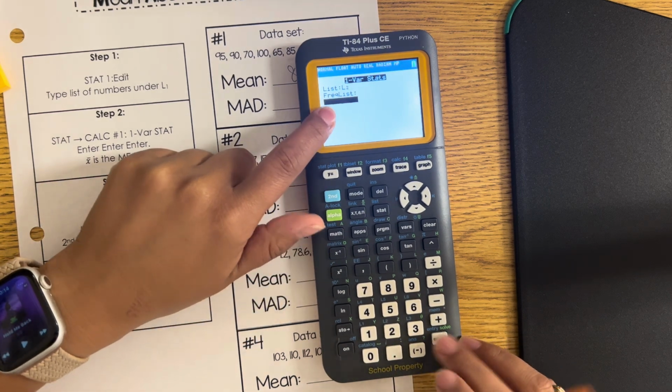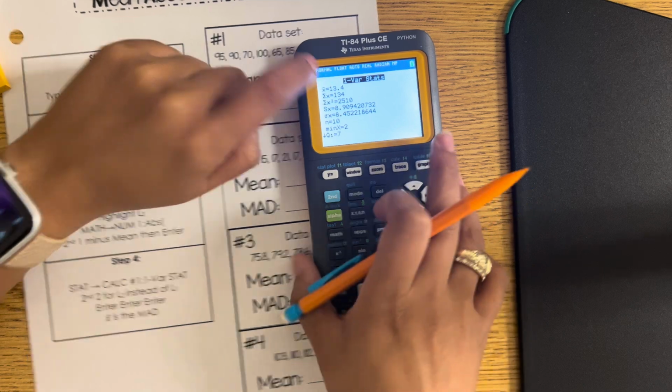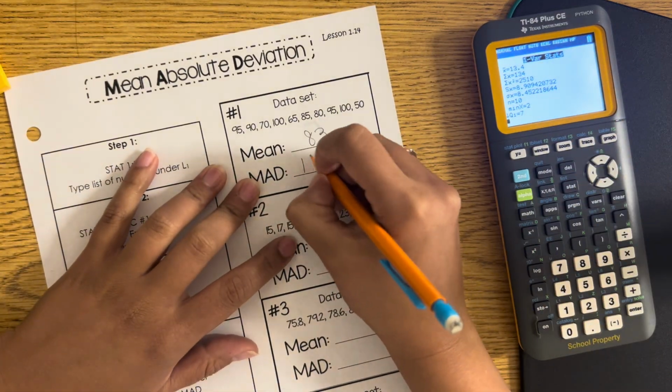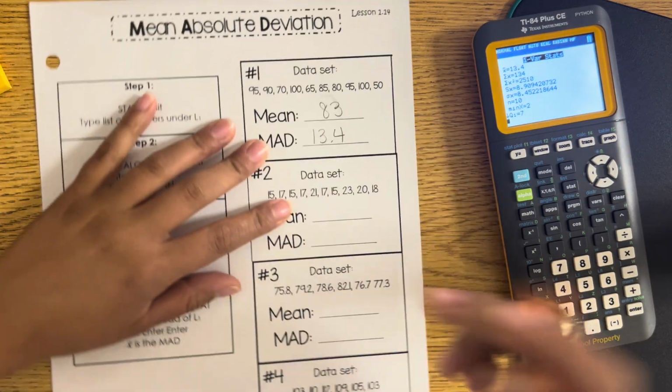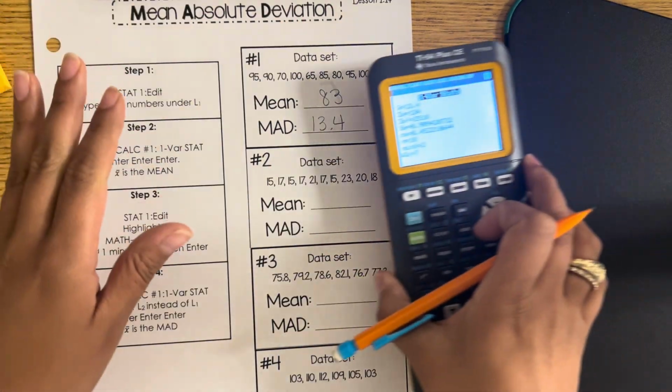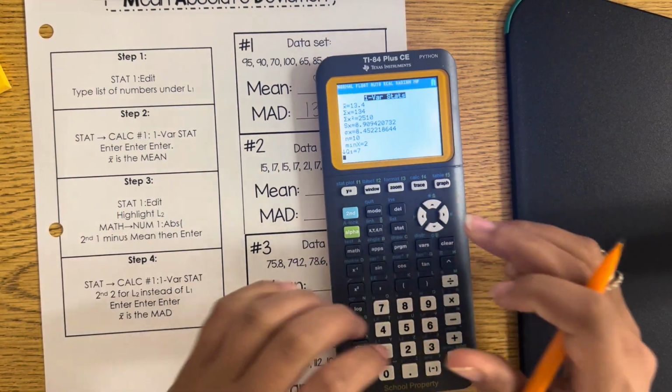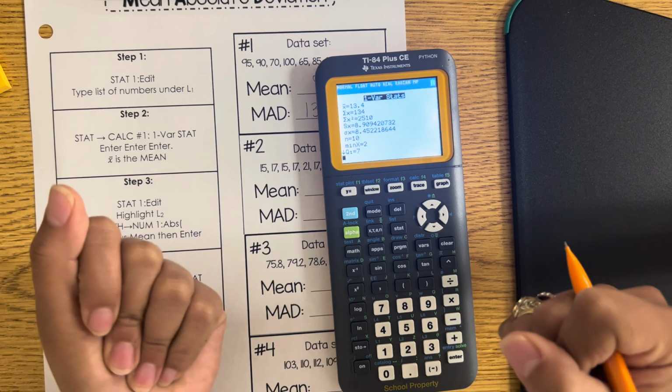And then you just hit enter 3 times. And again, we're just looking at that top value. So the average distance of the set of numbers from the mean is 13.4. Now, if I completely lost you, we're going to repeat those steps, and I'm not going to explain as much. We're just going to walk through the steps rapid fire.